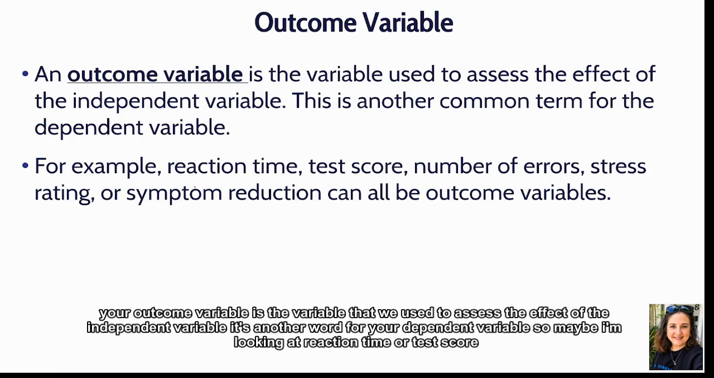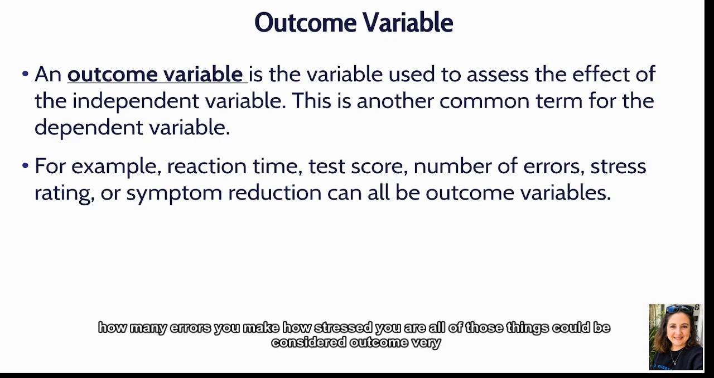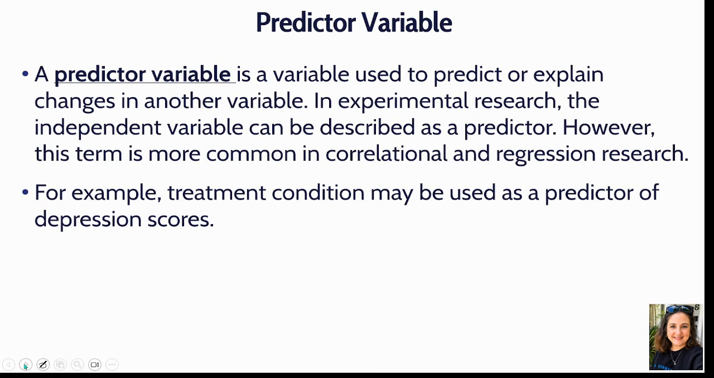Your outcome variable is the variable that we use to assess the effect of the independent variable. It's another word for your dependent variable. So maybe I'm looking at reaction time or test score, how many errors you make, how stressed you are. All of those things could be considered outcome variables.